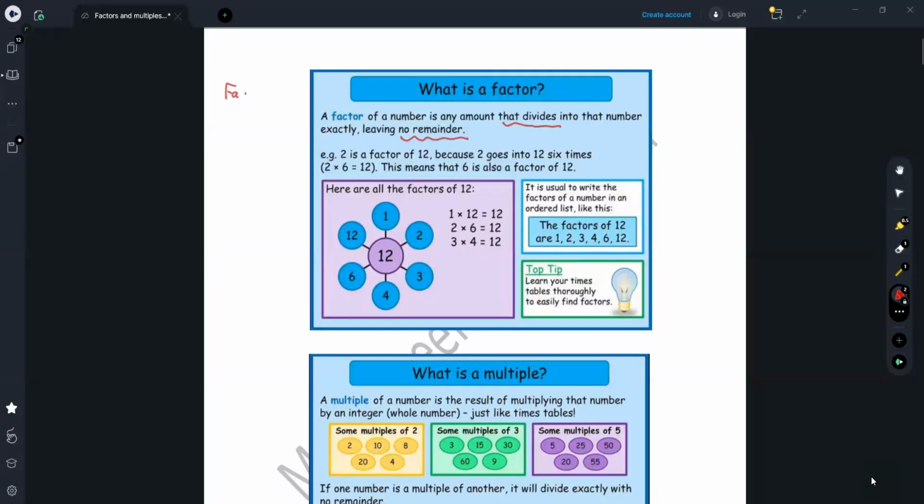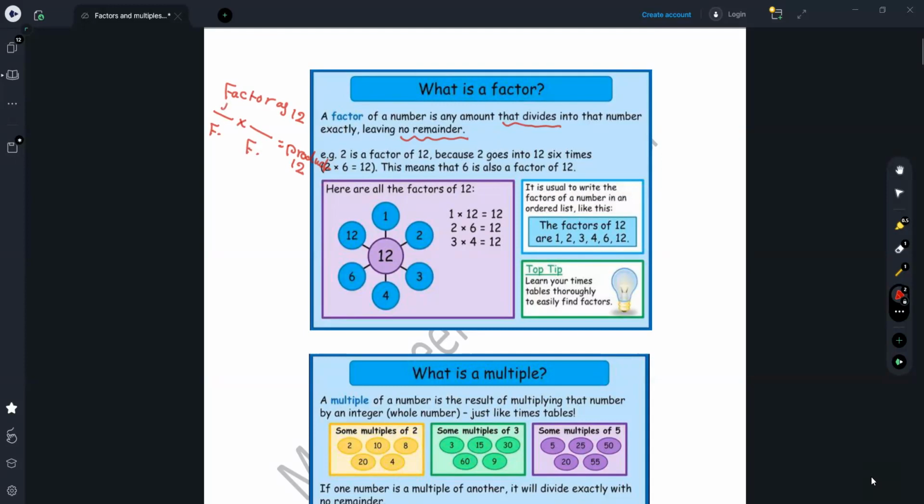It means I want a number that, multiplied by another number, will give me a product. The product here is the number 12. Each of these numbers we call a factor. What multiplied by what gives me 12?